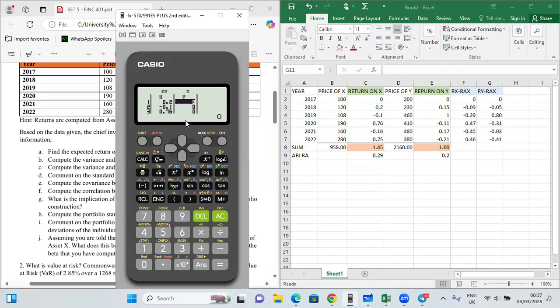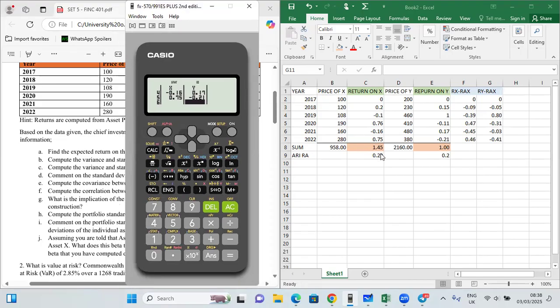Now let's also enter the figures for asset Y. So 0.15 equal to, 1 equal to, negative 0.11 equal to, 0.17 equal to, negative 0.21 equal to. So we've computed the returns for both of them, right? Now, after computing the returns, you want to find the expected return, where you need to get the arithmetic mean.